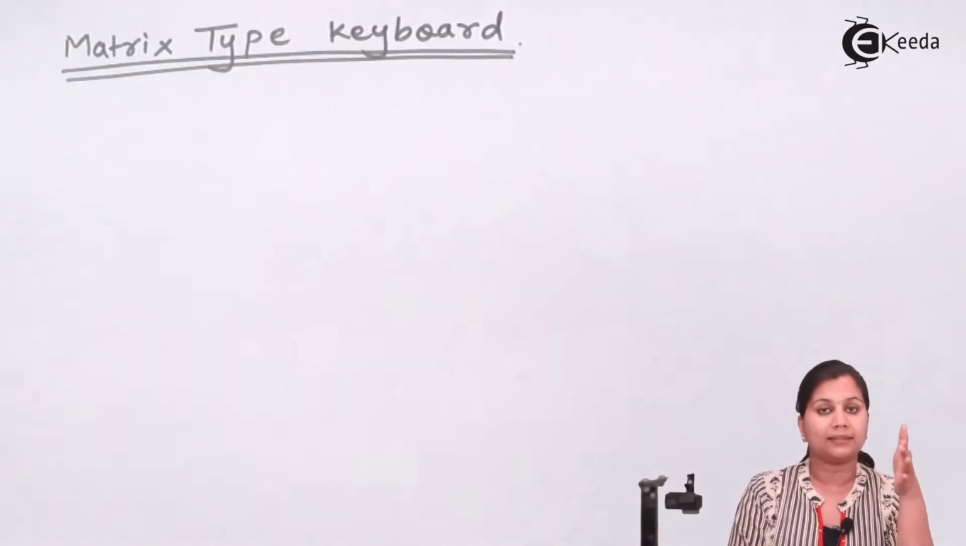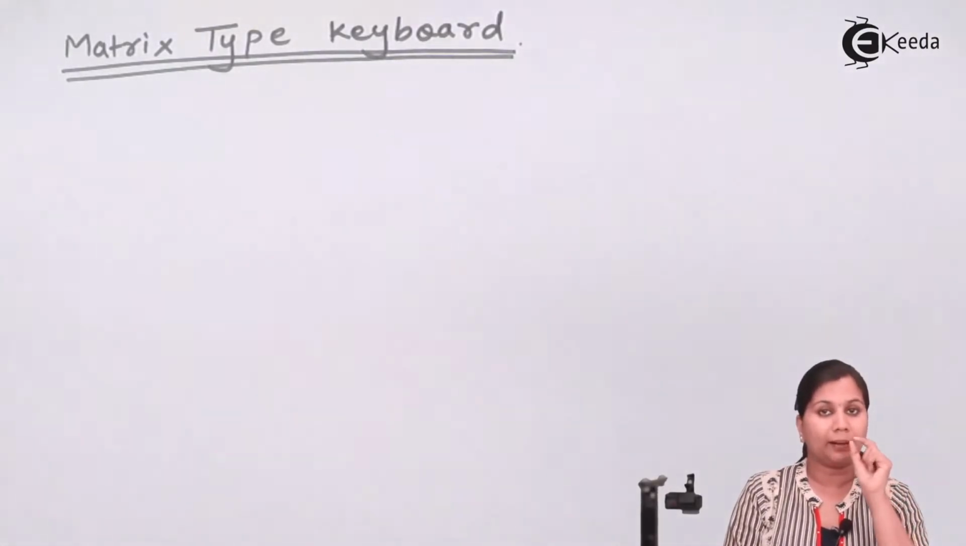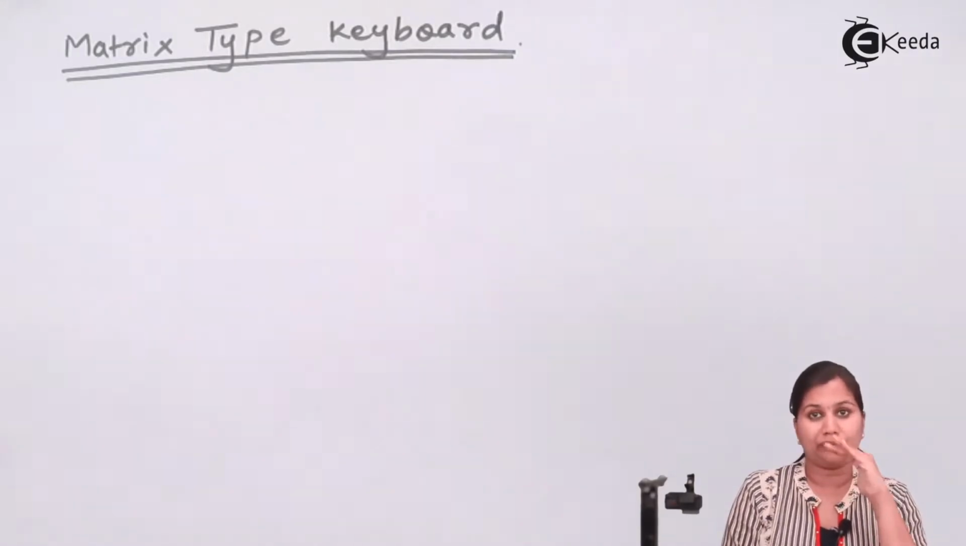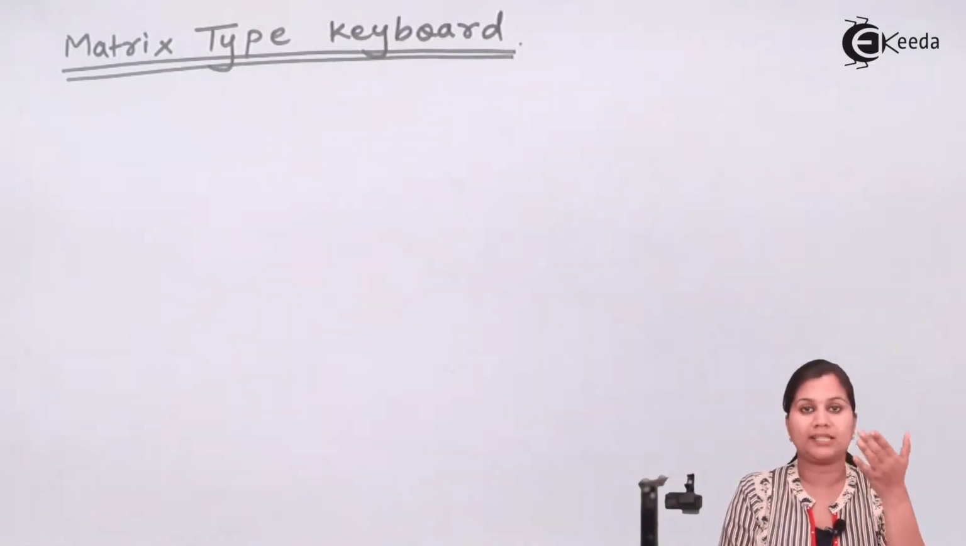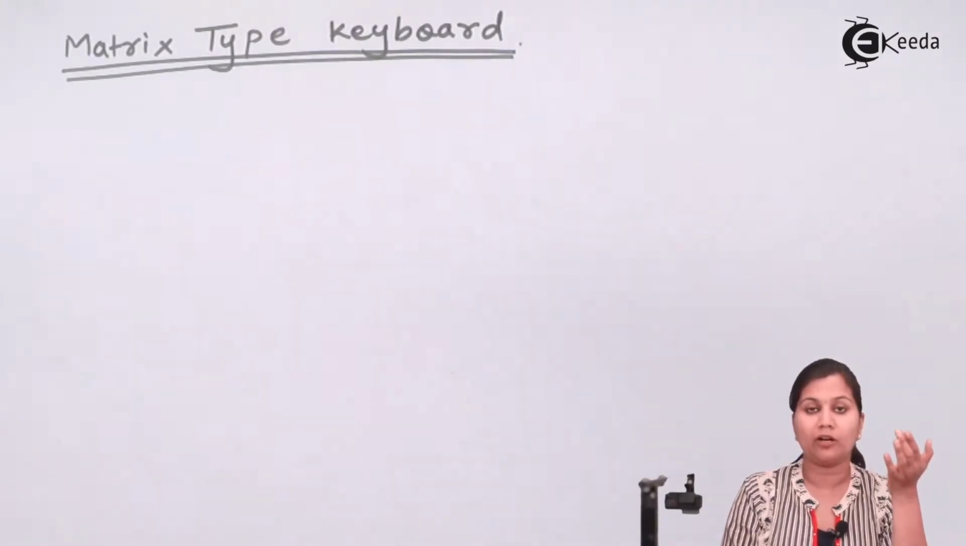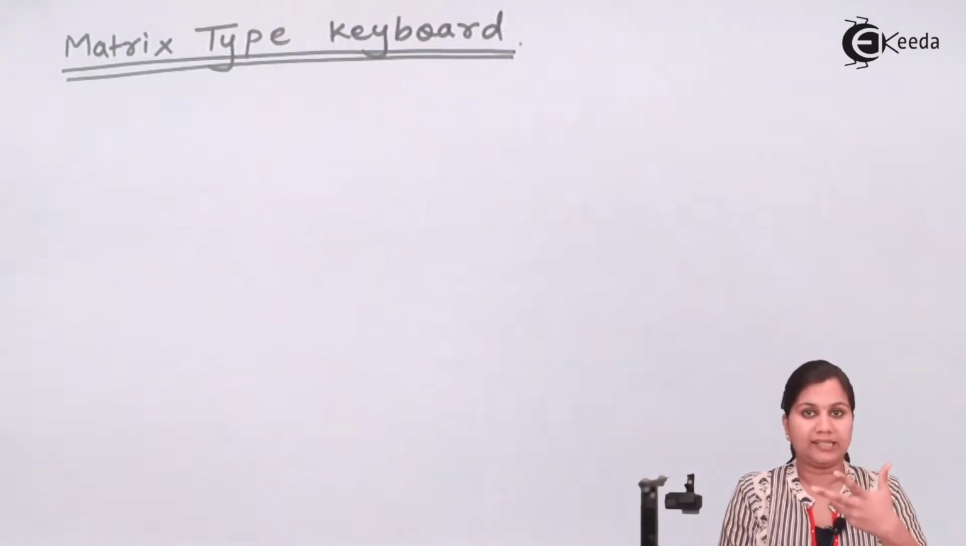Now, as in the non-matrix type, the number of lines is equal to the number of keys. As the number of keys increases, the number of lines required also increases. Like 16 keys will require 16 lines. If there are 32 keys, then 32 lines will be required. So the circuitry is increasing.